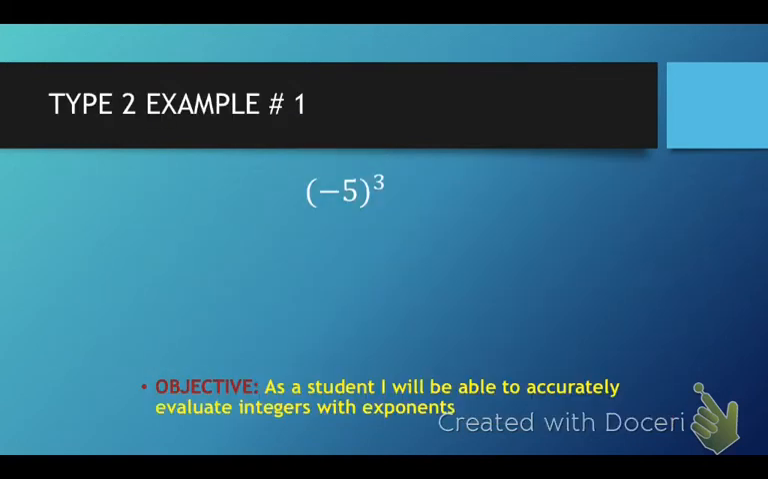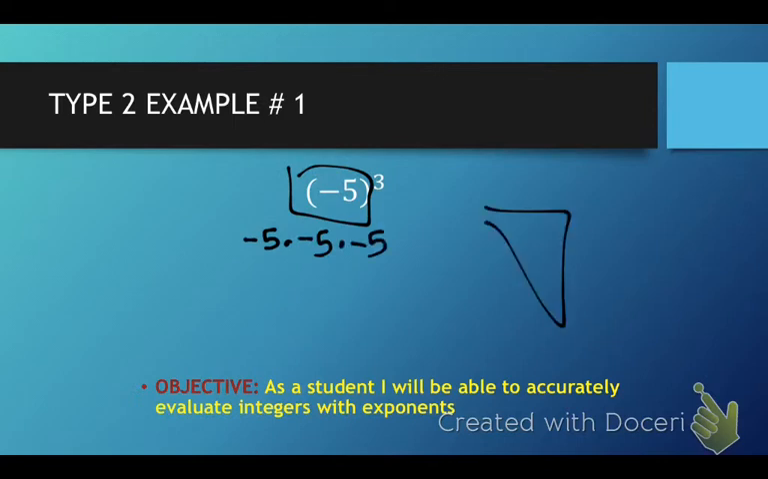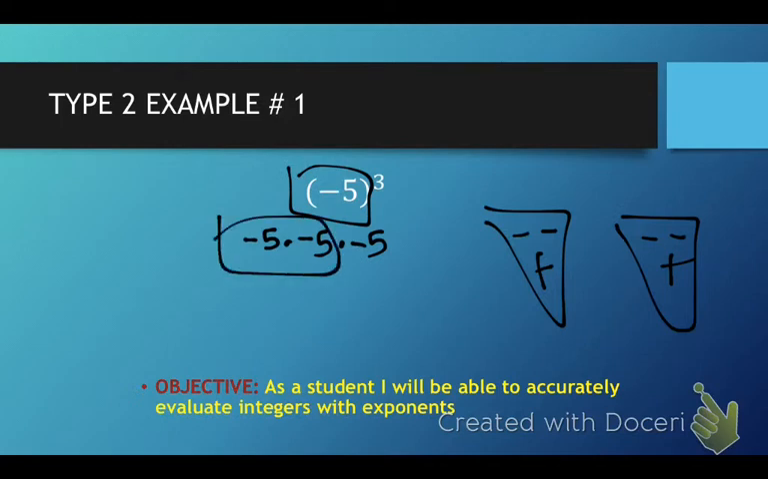Negative 5 cubed. This one's in parentheses, which means the whole thing, the negative 5, is being cubed, which would mean we have negative 5 times negative 5 times negative 5. We're also going to have to use Pizza Steve here, and we're actually going to have to use it twice because we're doing 3 numbers. So here we go. Negative 5 times negative 5. A negative times a negative is a positive, and 5 times 5 is 25. So it's 25 times negative 5.